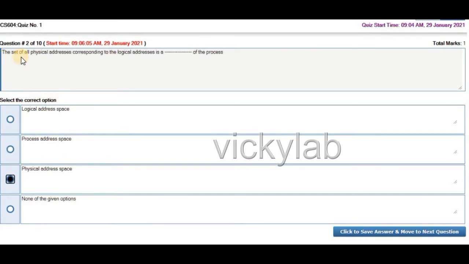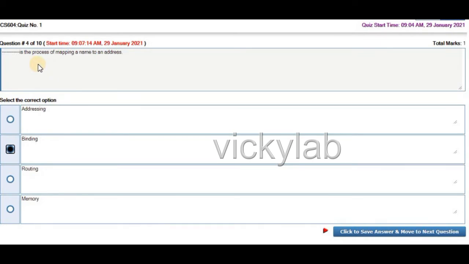The set of all physical addresses corresponding to the logical addresses is the physical address space of the process. देख लें, क्वेश्चन 2 है और CS604 टाइम ये देख लें। और क्वेश्चन नंबर 3 इज़, ये दोबारा क्वेश्चन आ गया। Internal fragmentation is caused due to unused space in physical memory.